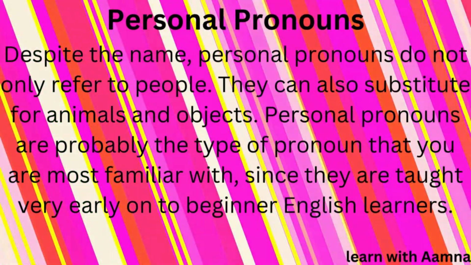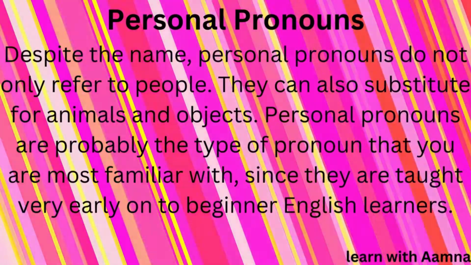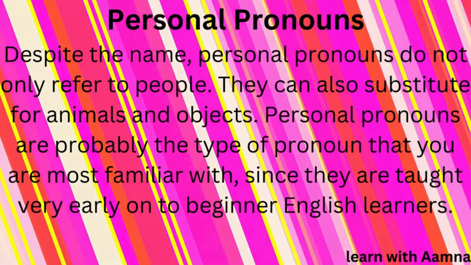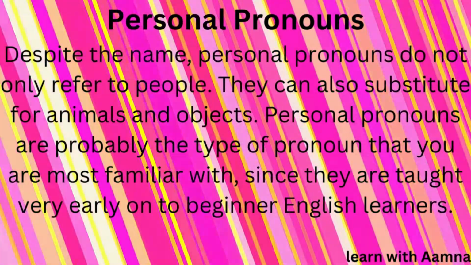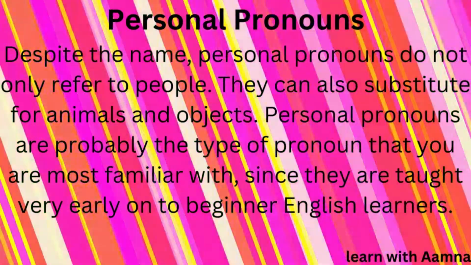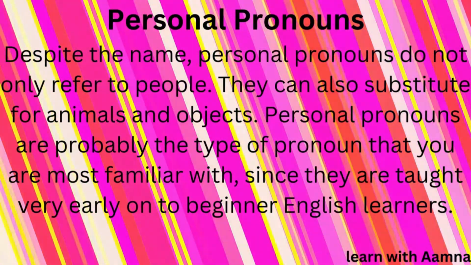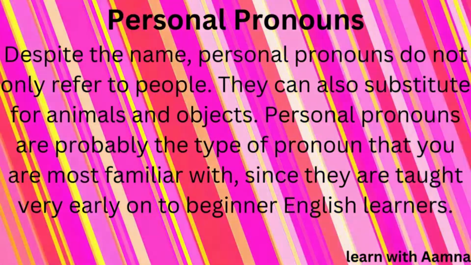Next up is number 5, I. I is the first person singular, masculine and feminine, used to refer to yourself. Next up, as I have told you number 5, I'm moving to number 6. Number 6 is we. First person plural, masculine or feminine, used to talk about a group of people that includes yourself.